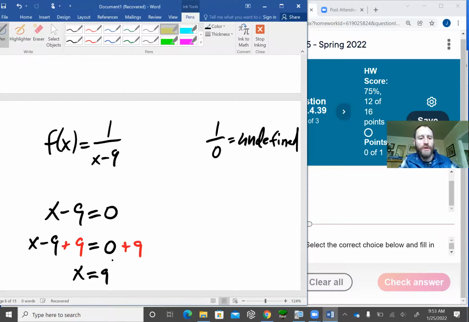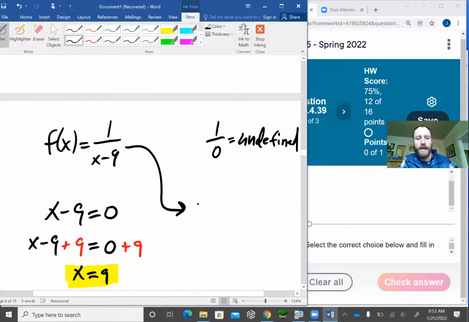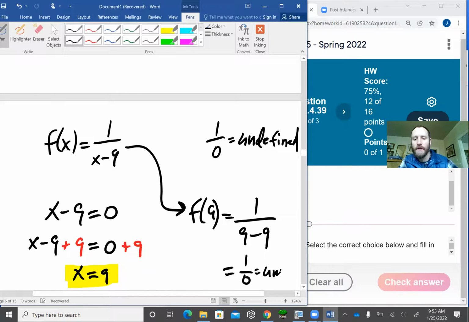So that is what we throw out of the domain, right? If you think about it, go over here and find f of 9, right? F of 9 would be 1 over 9 minus 9. Well, that's 1 divided by 0, right? That is not a number. That's what we say is undefined.